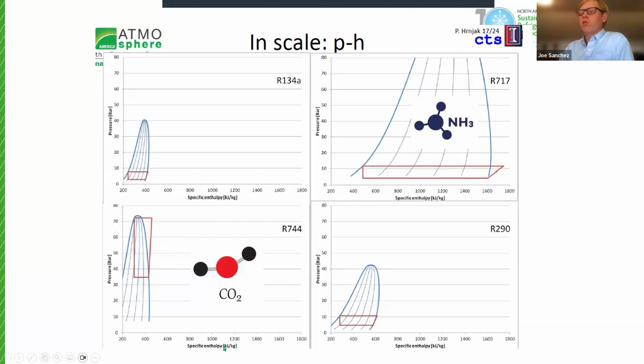One thing I forgot to mention earlier, but it's an important note: don't ever compare enthalpies from pH to pH. So enthalpy is always about change in enthalpy. It has to be relative, but it's not an absolute value. So the absolute value of enthalpy is not something that's going to translate from one refrigerant map to another.